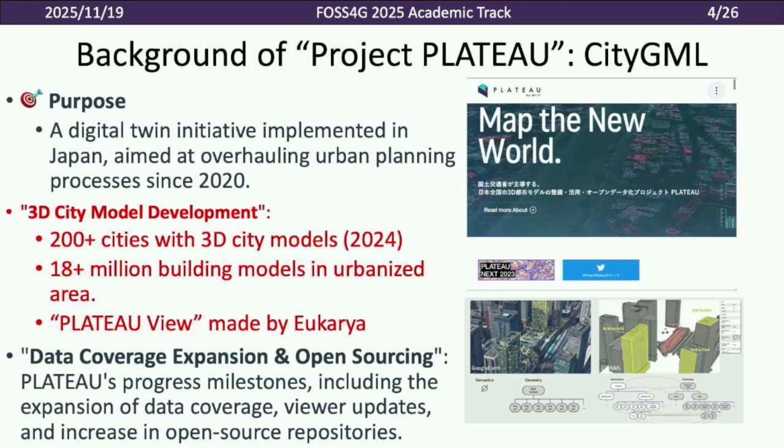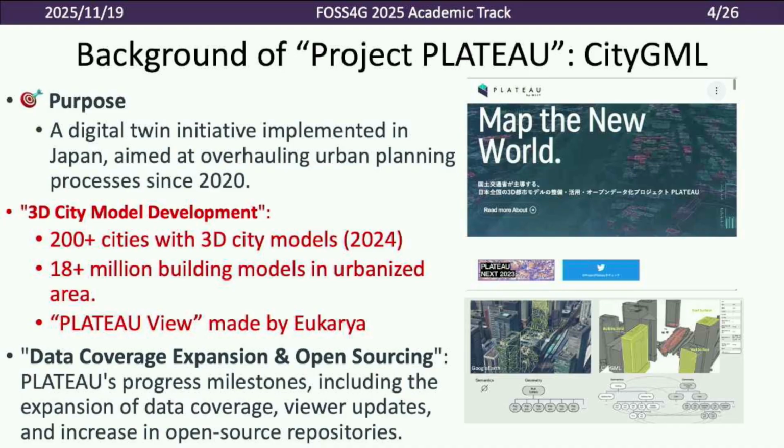In its first year, in 2020, the project published 3D city models for maybe 18 million buildings in 200 cities in Japan, covering local government and urbanized areas, with data made openly available. Accompanying this were the web viewer and maintenance manuals. By about 3 years ago, data coverage included over 18 million buildings, and now we are showing over 200 cities with digital city models.